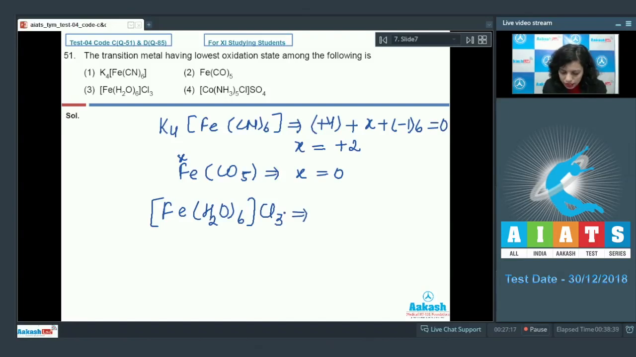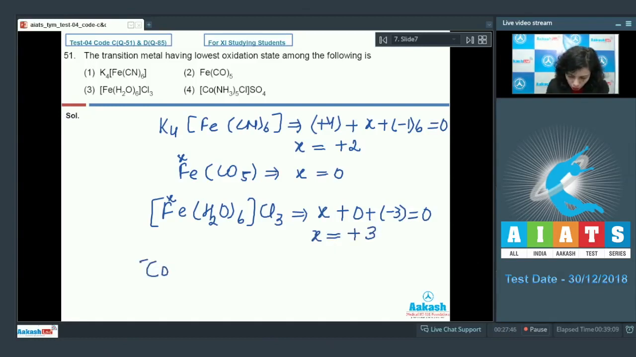Cl3. In this case, if its oxidation number is considered as X, then X plus the oxidation number of water, 0, then -3 for chlorine, because the oxidation number of chlorine is -1 and 3 atoms are here, that's why the sum is 0. So X is equal to +3.